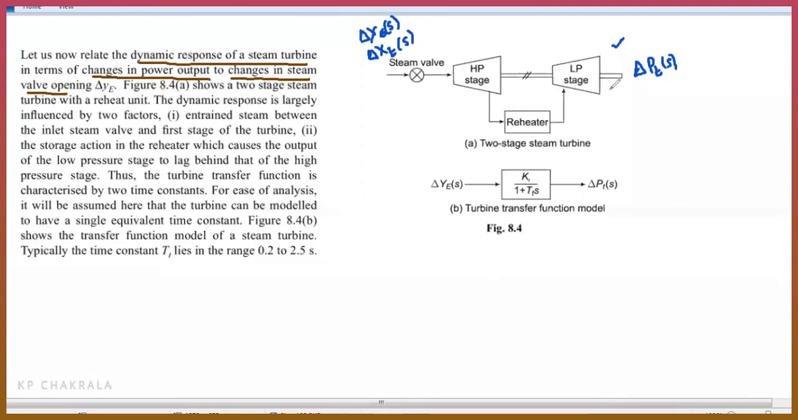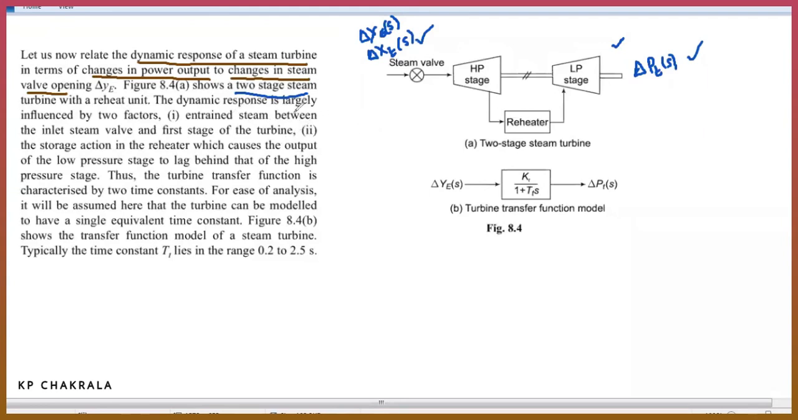The dynamic response of this steam turbine is related in terms of the power output. So this is the turbine output, delta PT(s), to the changes in the steam valve opening. These two will be related here. And the figure shows the two-stage steam turbine, with the high pressure and LP stage turbines, and we have the reheater facility also there.